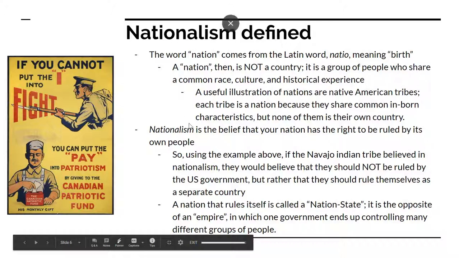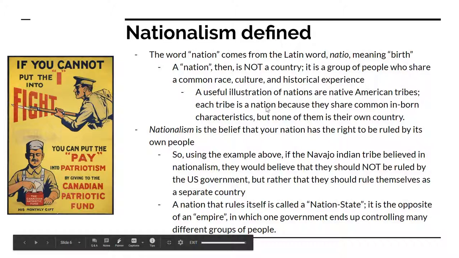Nationalism then, getting on to what this actually is. Nationalism is the belief that your nation, your race of people, has the right to rule itself, right? Now, see, nationalism is a political belief, right? Because it's saying that your specific group of people, the people who share your ethnic characteristics, your culture, language, religion, heritage, and so on, should be ruled by themselves, right?